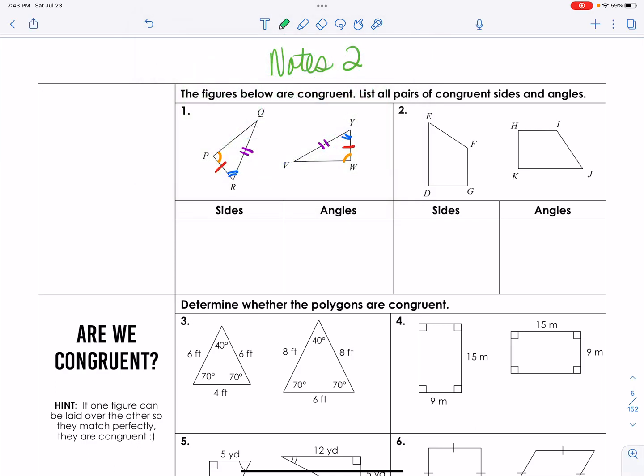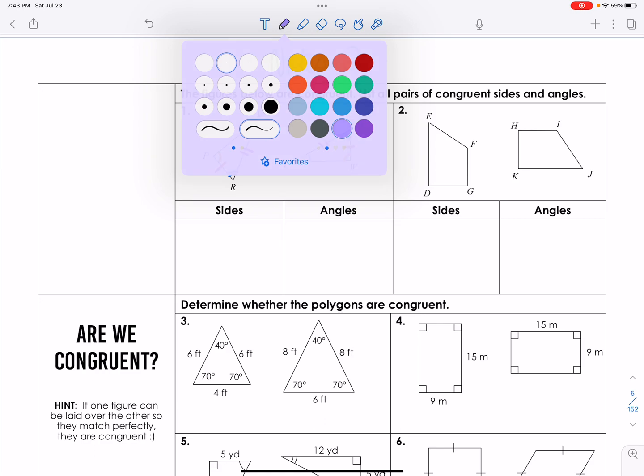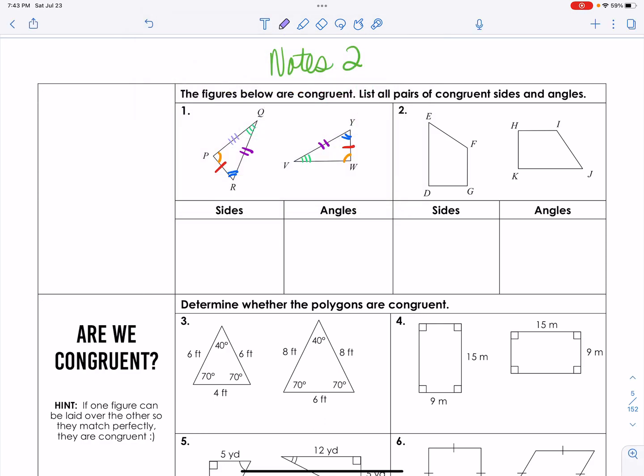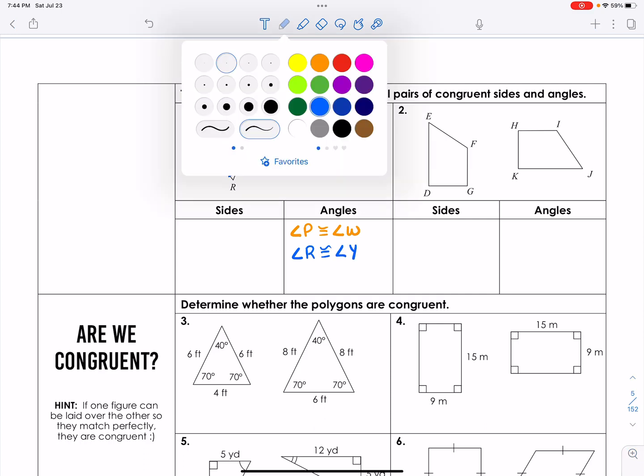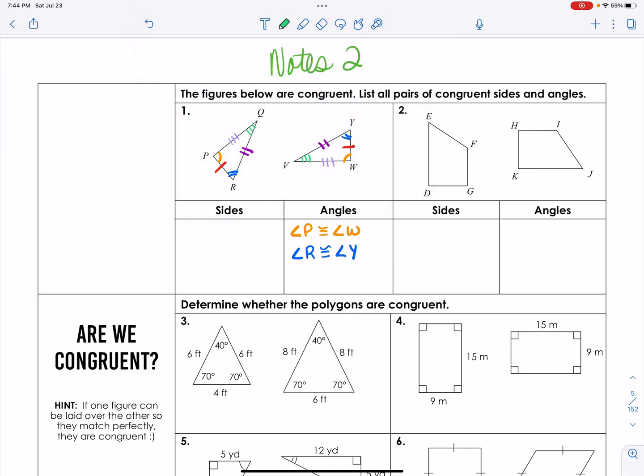Some of these, I'm going to have to change then. So that means this angle has to be equal to this angle. And then I have my last side, and this side has to be equal to this side. Okay, so now I'm just going to list these. I'm going to go back to the orange. So the orange is angle P is congruent to angle W. Oh, what other color did I use? Blue. And looking at the blue, angle R is congruent to angle Y. And then I know angle Q is congruent to angle V.